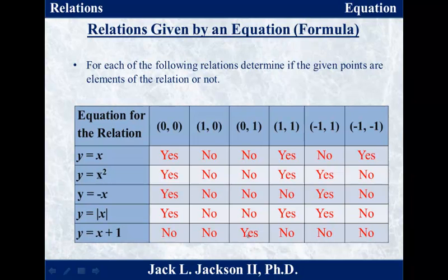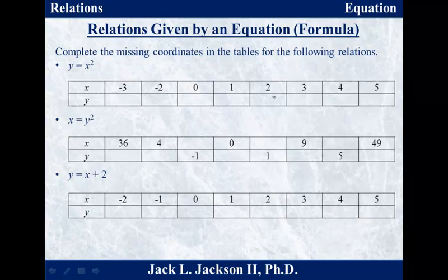So again, the equation is basically the same as giving us a rule, and it tells us whether or not an ordered pair is part of the relation. So we can just use the equation to test. We can also use the equation to find out which are the possible second coordinates if I know a first, or first coordinates if I know a second.